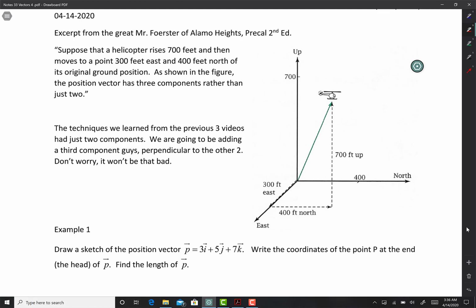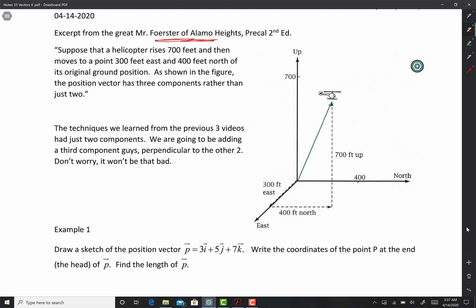So this is coming from Mr. Forrester's notes. So I went ahead and put him in here. He was a pre-cal teacher and calculus teacher at Alamo Heights for many years, like something like 30 or 40 years. He's still around. He's a pretty cool guy. I actually got his signature somewhere on my textbook. So he's cool.